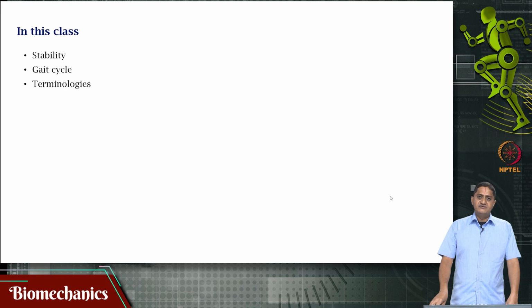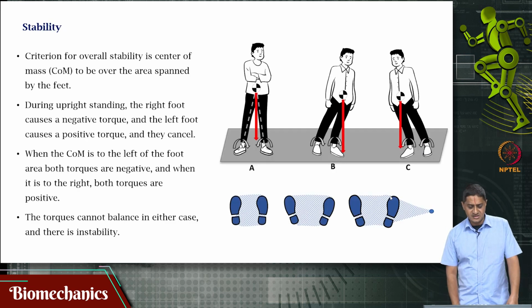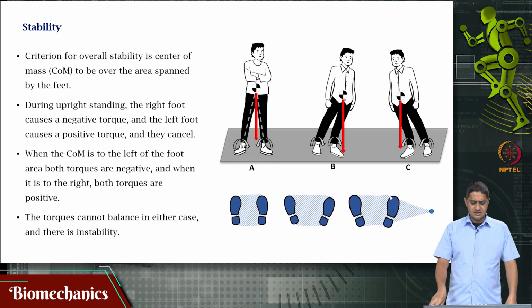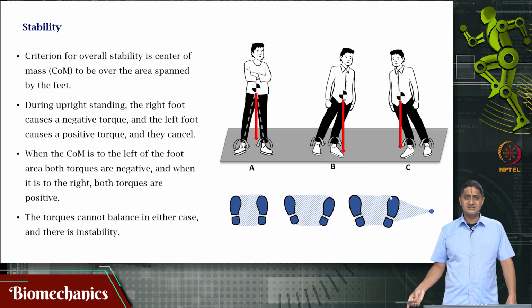So in this video, we will be discussing stability and the various phases of gait or walking, gait cycle, and specific terminology related to gait. When you say stability, what do you mean by stability? So what is meant here is the criterion for overall stability. There are, it turns out, different levels or different specific definitions of stability. Here we are discussing mechanical stability, the stability of the person who is standing.